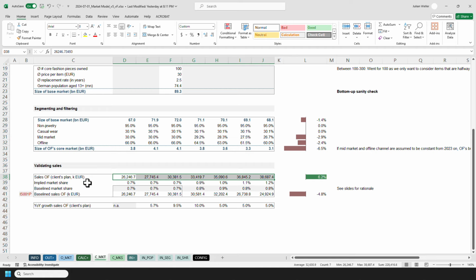I'm calculating the implied market share, the baseline market share then, using the market insights from the slide. And this then allows me to derive the baseline sales of old-fashioned. That is the first shot at this.